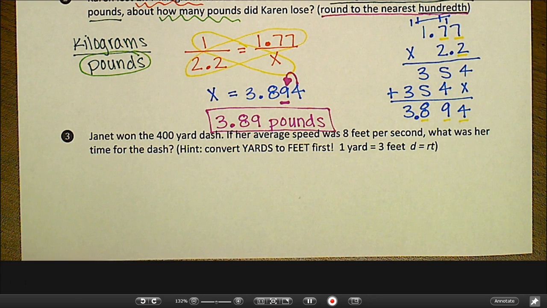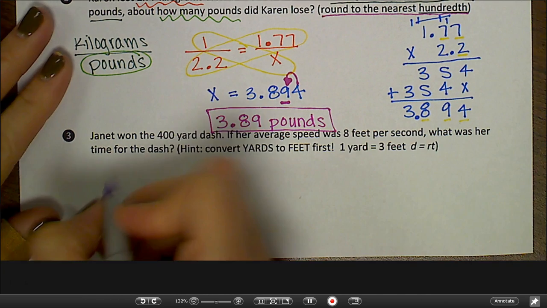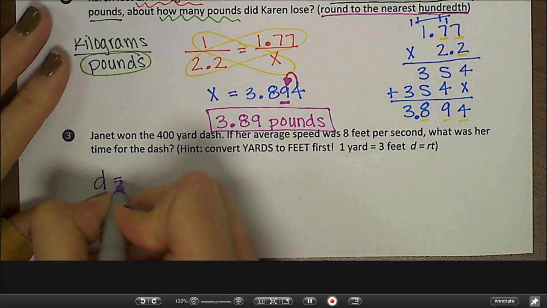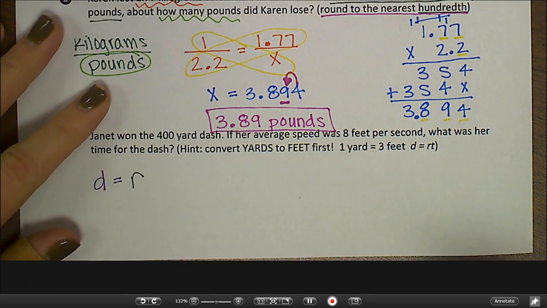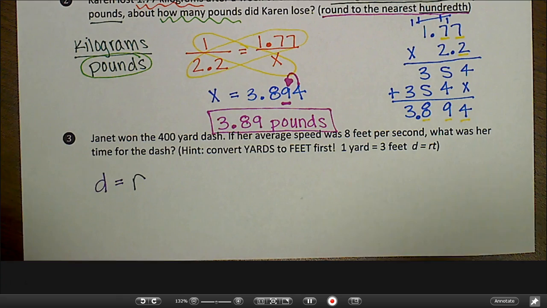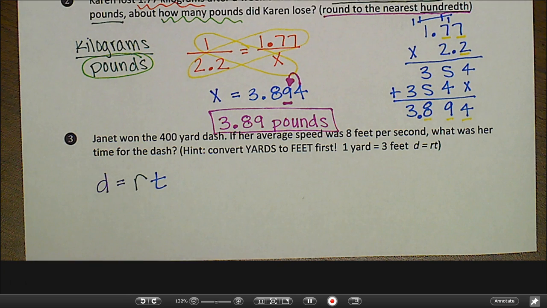Okay, number 3. Janet won the 400-yard dash. If her average speed was 8 feet per second, what was her time for the dash? So, let's go ahead and look at what we have here. First of all, we know that we're going to be using this formula. Distance equals, I'm going to do this in colors here so that we can see it better, rate times time. That's our formula. Distance equals rate times time.